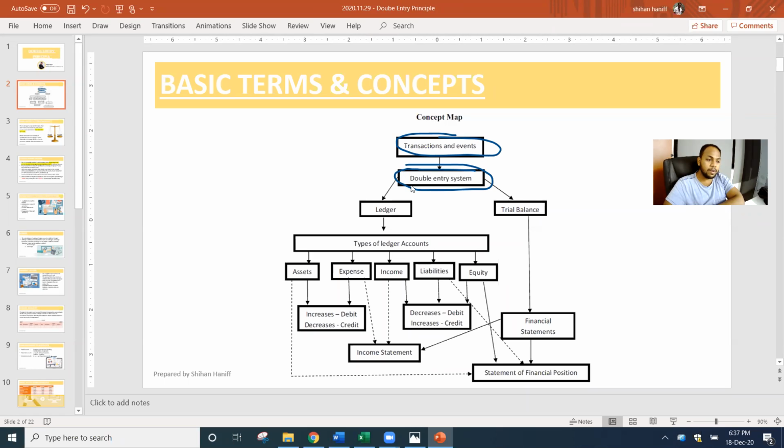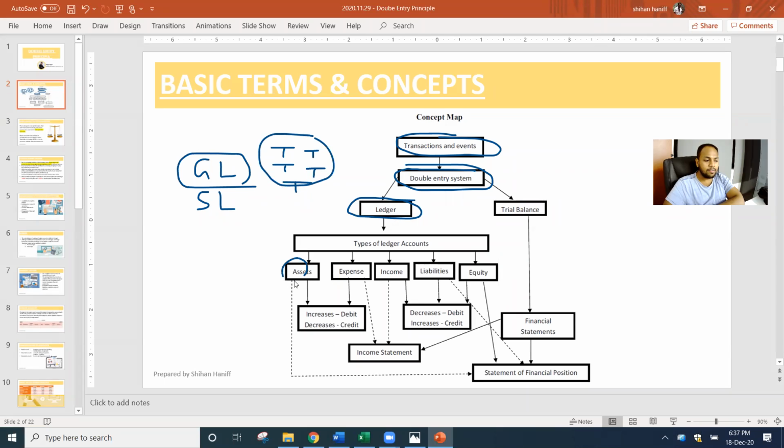When you are recording in the double entry system, we use the ledger and the ledger accounts. There are two types of ledgers: the general ledger and the sub ledger. The general ledger is a place where we have all the ledger accounts. There are 5 types of ledger accounts: assets, expenses, income, liabilities, and equity. So we record the transactions using the double entry system in these 5 types of ledger accounts.